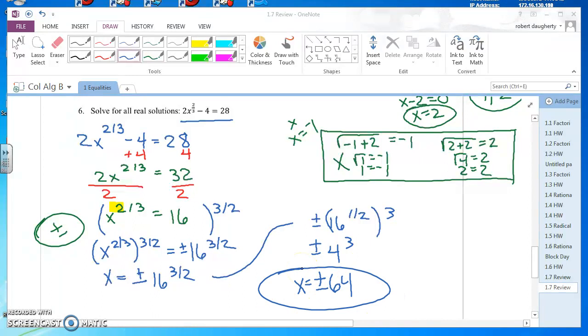If you didn't recognize the plus or minus, if you got x equals 64, you would need to go back and check if negative 64 works. But I guarantee you, anytime you look at this and you see an even number in the numerator, you're going to have a plus or minus in your answer. So plus or minus 64.